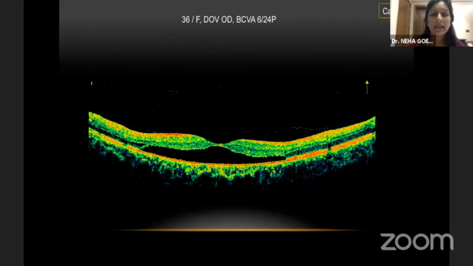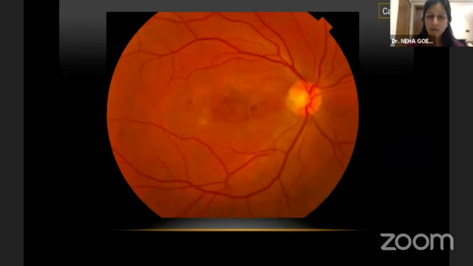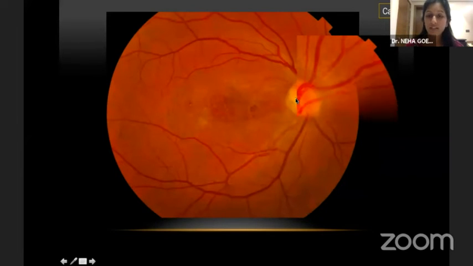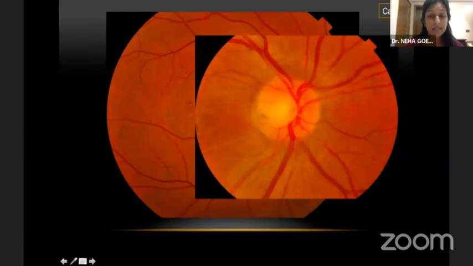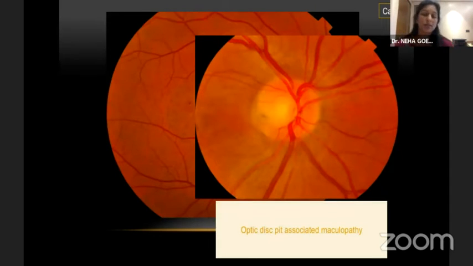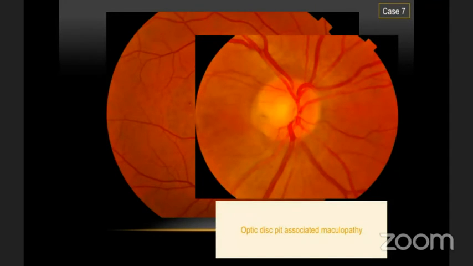Now, this is my second last case, a young female with decreased vision in her right eye, visual acuity of 6/24. Here you see NSD where you can see all the borders on OCT. So what is this? Look at the fundus picture. You see some RPE changes, but look carefully at the disc. There is a disc pit, and this is a case of a disc pit associated maculopathy.